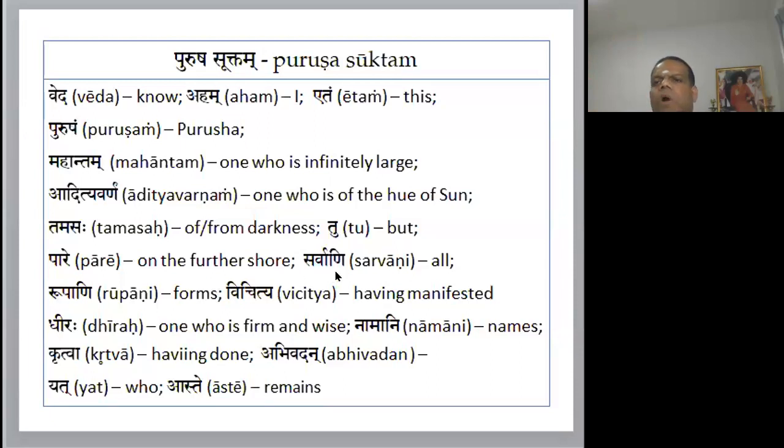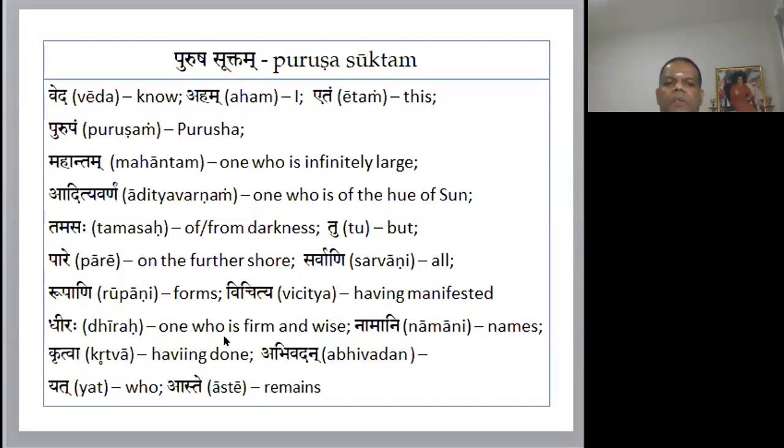Sarvani. Sarva means all; in this case it's an adjective of Rupani. Sarvani means all, everything. Rupa means form, and Rupani is the plural of Rupam. Sarvani Rupani, all the forms. Vichitya Dhiraha. Vichitya means having manifested, having done that. So this Purusha, after having manifested all these forms in this world, whatever forms we see, Rupani vichitya, Dhiraha.